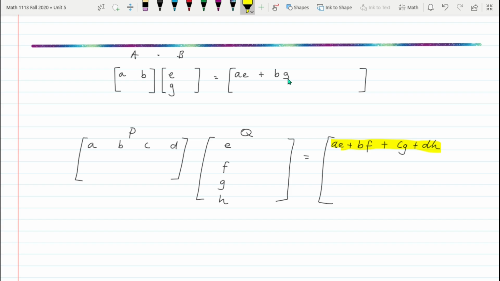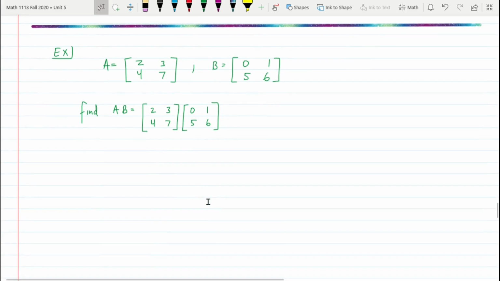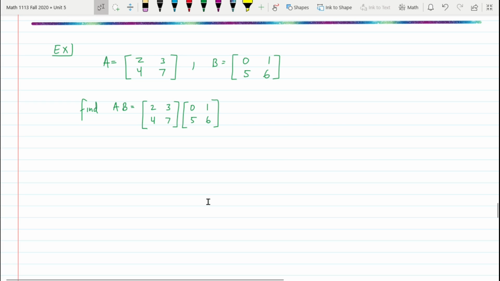So let's go and do some examples where we exercise that type of procedure. Okay, so given these two matrices, which have dimensions 2 by 2, let's find their product. And we'll go the long way showing all the different sums. So first thing we'll do is this times this, right? So this becomes 2 times 0 plus 3 times 5, right? That is the first element.